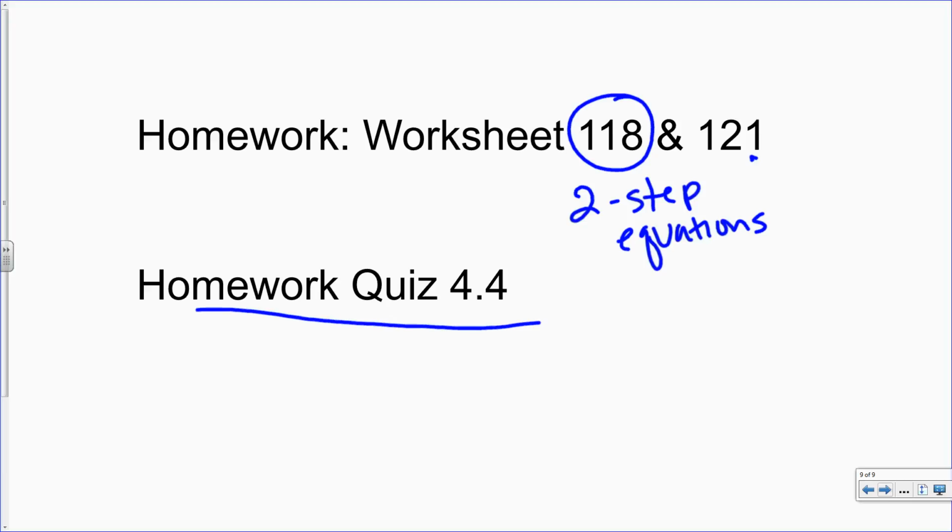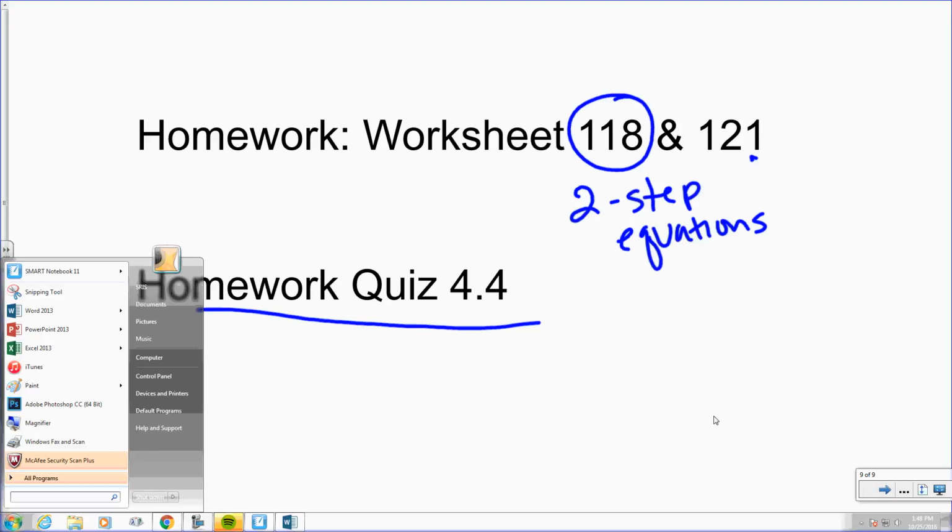You don't have to worry about that until tomorrow. So go ahead and get started on your worksheet. And make sure you get that ready to turn in.